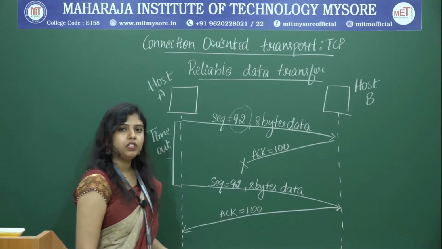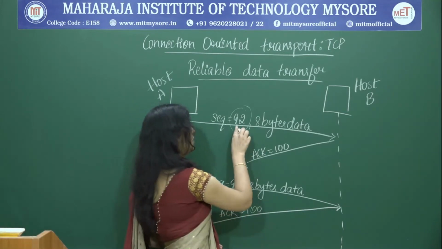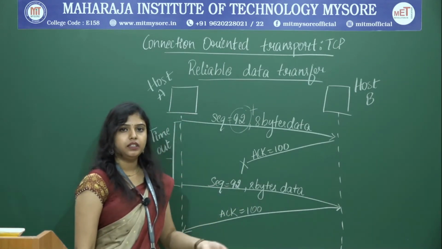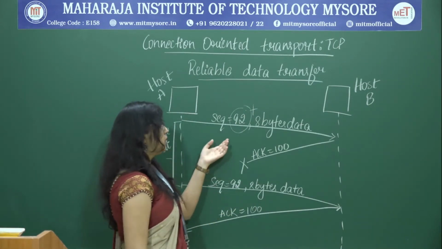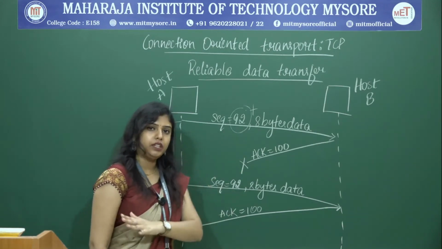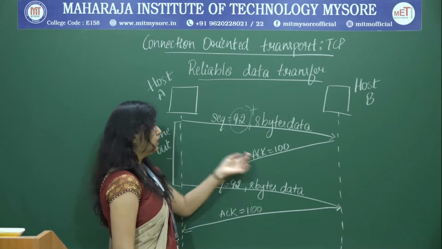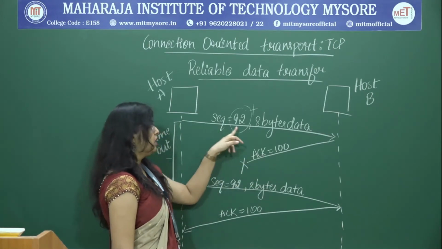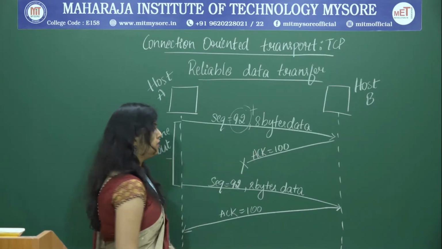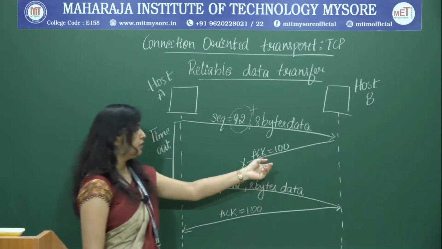What will be the acknowledgement number? 92 plus 8. I said it in the last video itself. That means next sequence number is equal to previous sequence number plus length of the data. That is what they have given over here. That is why acknowledgement 100 would be sent.